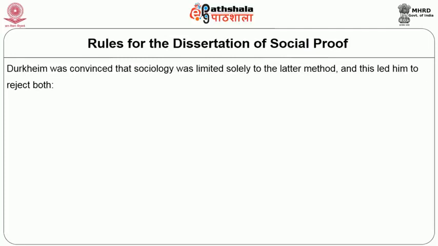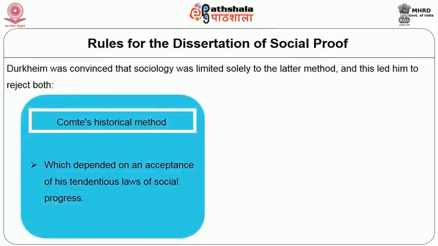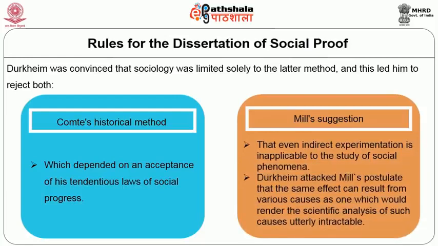That led him to reject both Auguste Comte's historical method, which depended on an acceptance of his tendentious laws of social progress, and Mill's suggestion that even indirect experimentation is inapplicable to the study of social phenomena. In particular, Durkheim attacked Mill's postulate that the same effect can result from various causes as one which would render the scientific analysis of such causes utterly intractable.